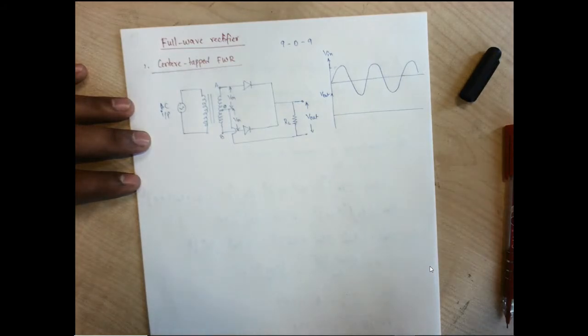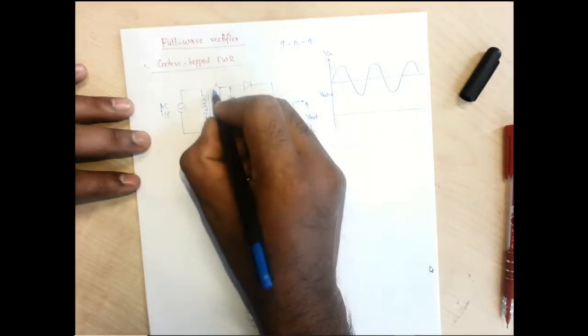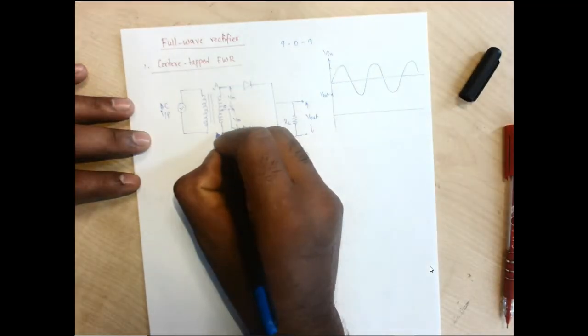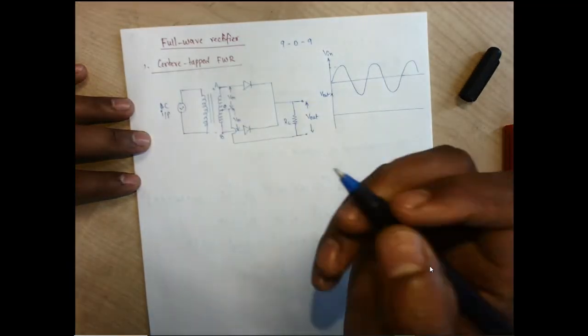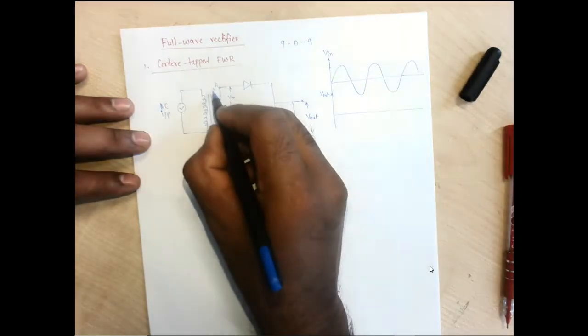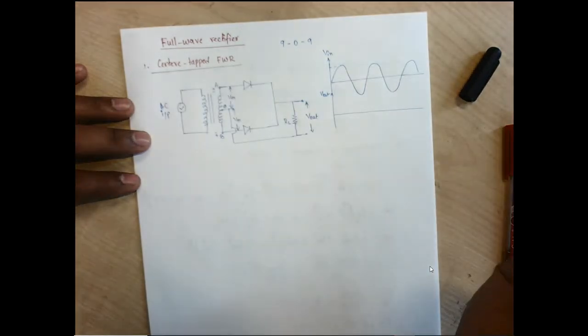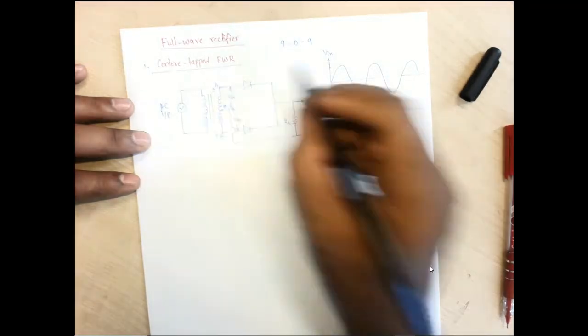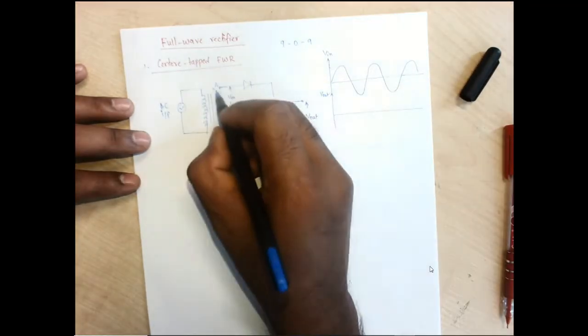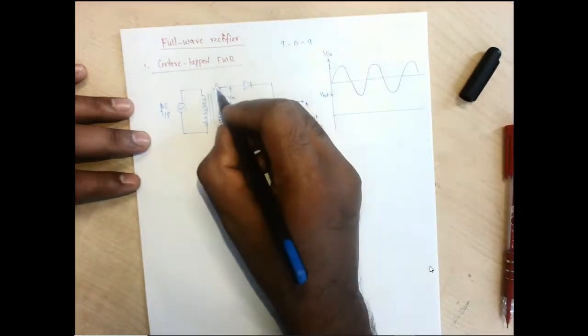Okay, so for every cycle, the potential of each of the terminals other than the center point, because the center point has zero potential, keeps changing its polarity. For some time this A point may become positive, then the B point will become negative, and another time if this A point becomes negative, this B point will become positive.